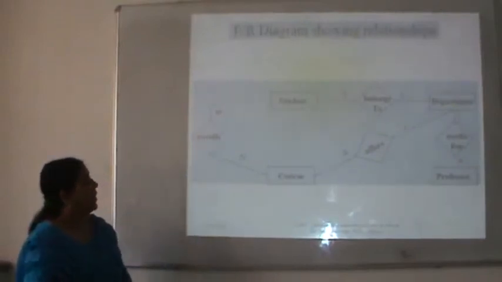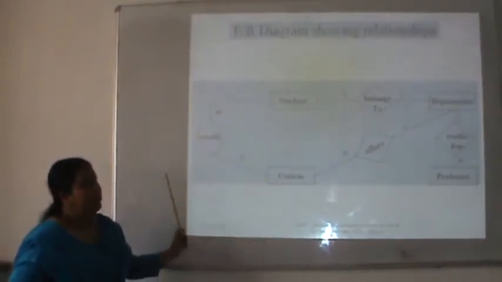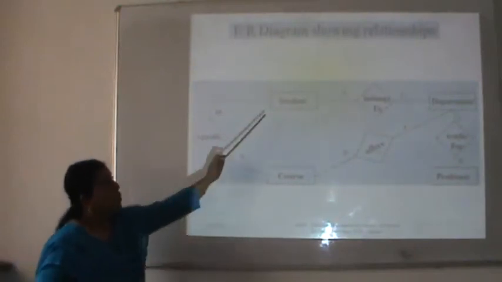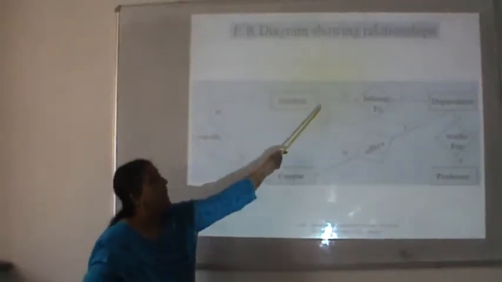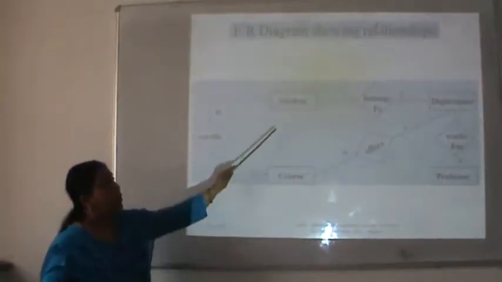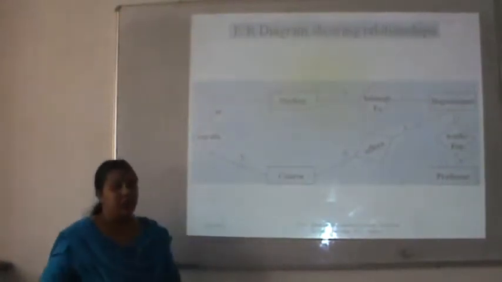Let's draw the relationship between these entities. So this is a complete ER diagram for our educational system. A student belongs to the department. Now here you can see N and 1. This shows a many to one relationship. N shows that many students belong to one department. Professor works for department. And N is to 1 means many professors work for one department.